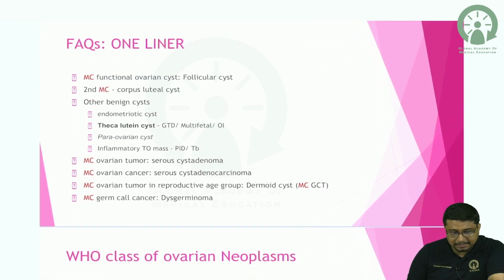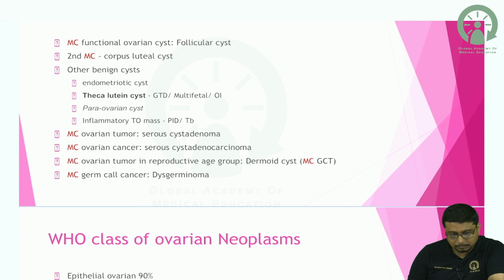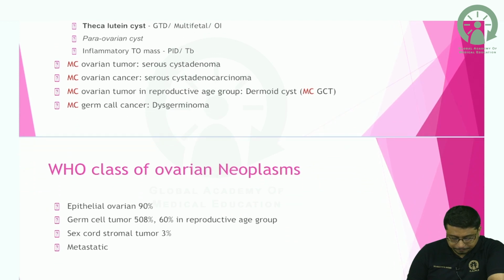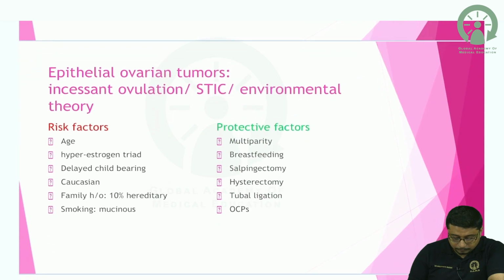So ovarian cancer, these are the one-liners. Again, take a screenshot and try to understand all those things. These are not very rocket science. So the WHO classification of ovarian neoplasm: epithelial ovarian, germ cell tumor, sex cord stromal tumor, and the metastatic tumors.